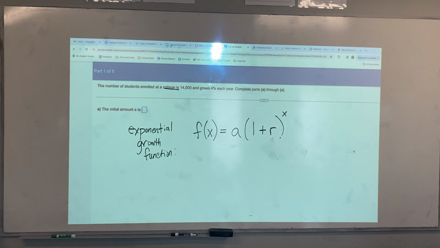Abby, focus please. What value can we substitute for A? What does A represent? The initial amount. What is the initial amount in the problem? No, what does initial mean? What does initial amount mean? Yeah, the starting amount. What is the starting amount?